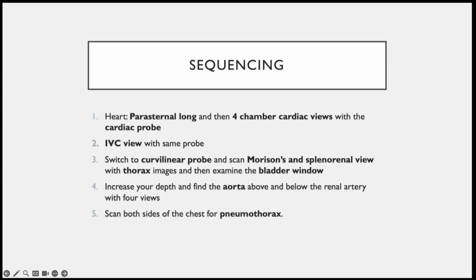You can increase your depth at that point and find the aorta above and below the renal arteries with those 4 views that we had talked about, and then scan both sides of the chest for evidence of a pneumothorax. This exam, when practiced, should take less than 5 minutes. You're really just trying to rule in and rule out different causes of shock in your patient.